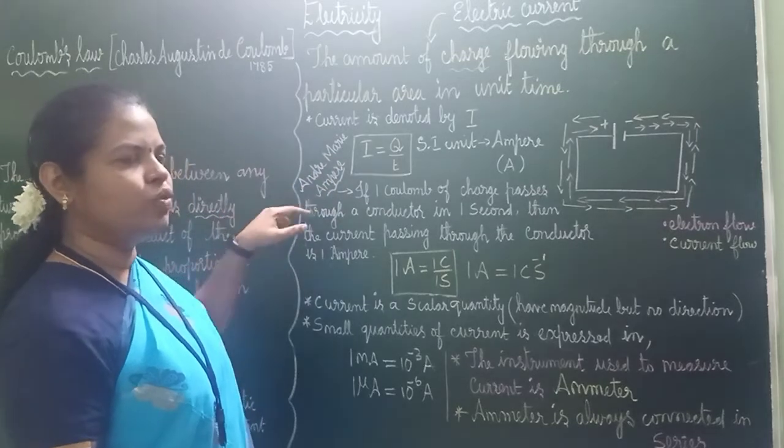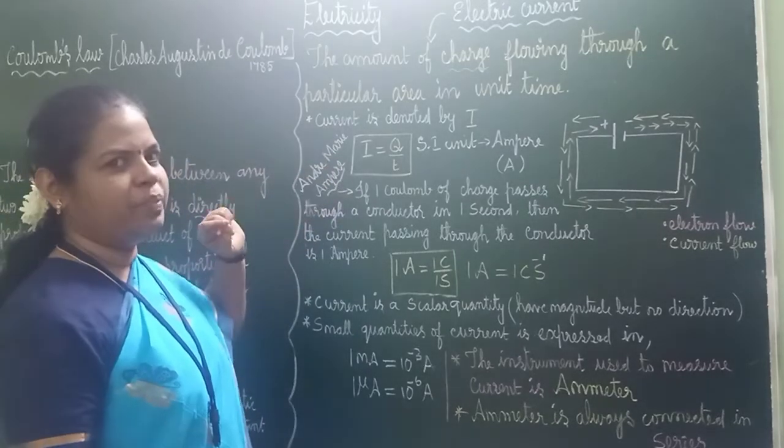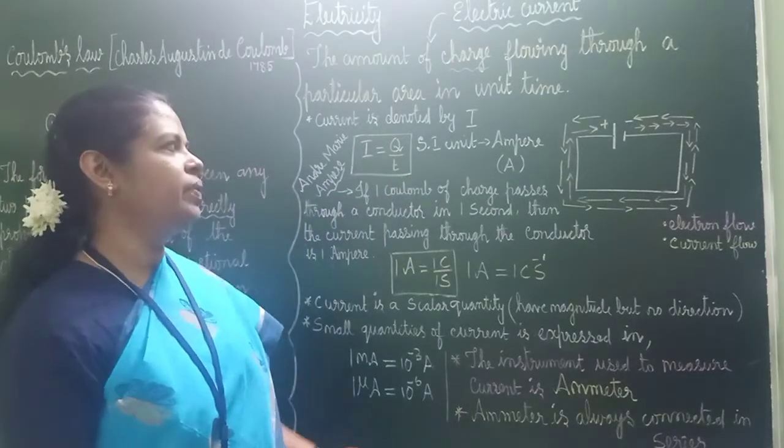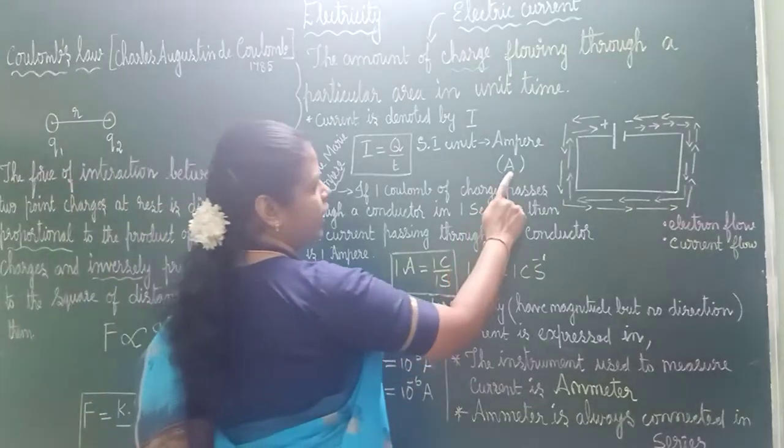Ampere, you have heard of. His full name is Henri Marie Ampere. So to honor this person, we have given the SI unit as ampere. It can be denoted as capital A.